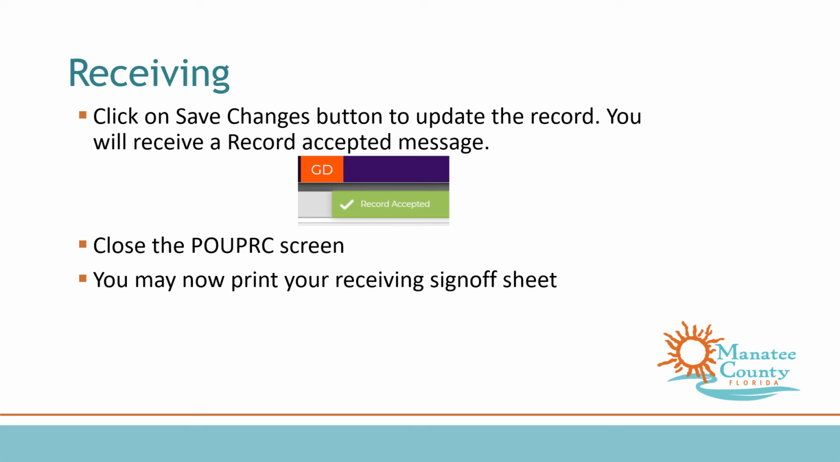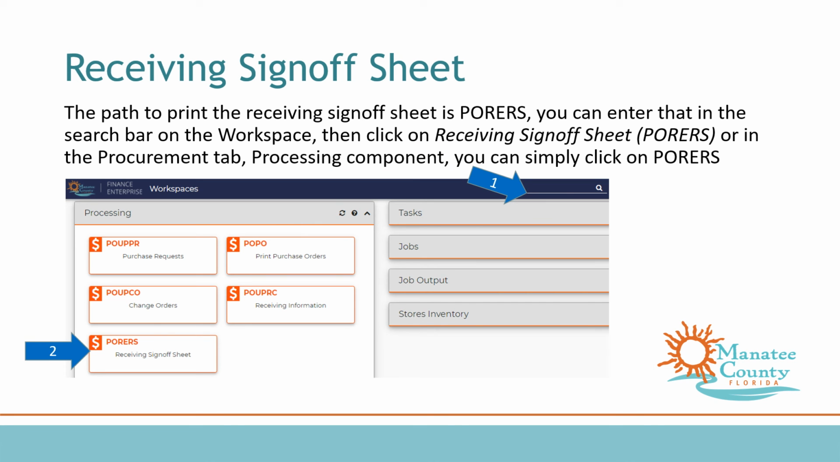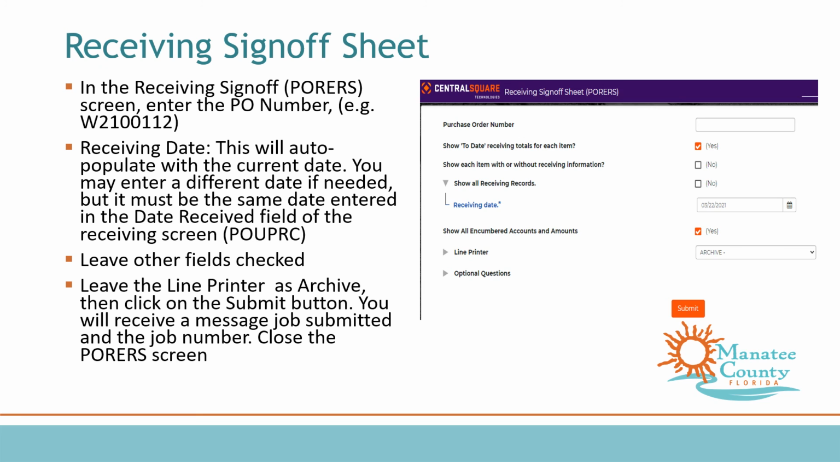You may now print your receiving sign-off sheet. The path to print the receiving sign-off sheet is POR ERS. You can enter that in the search bar on the workspace, then click on the receiving sign-off sheet, or in the Procurement tab, Processing Component, you can simply click on POR ERS. In the Receiving Sign-Off POR ERS screen, enter the PO number.